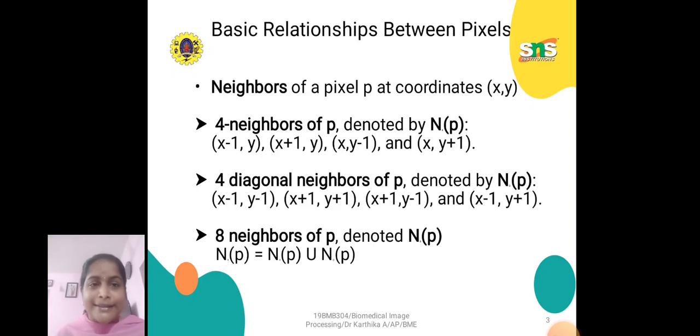Here, consider the neighbors of pixel p at coordinates x, y. The 4 neighbors of p are denoted by N4 of p, and the elements are (x minus 1, y), (x plus 1, y), (x, y minus 1) and (x, y plus 1). The 4 diagonal neighbors of p are denoted by ND of p. Here we have the elements (x minus 1, y minus 1), (x plus 1, y plus 1), (x plus 1, y minus 1) and (x minus 1, y plus 1). The 8 neighbors of p are denoted by N8 of p. N8 of p is equal to N4 of p union ND of p.